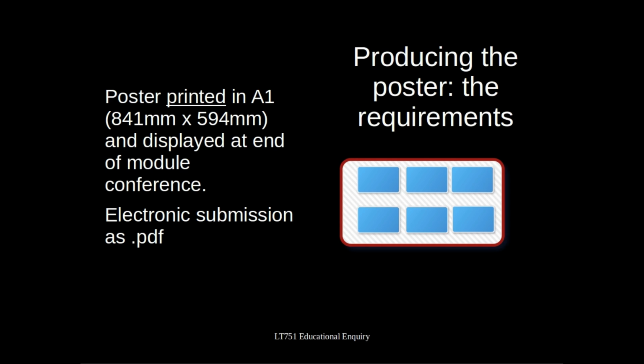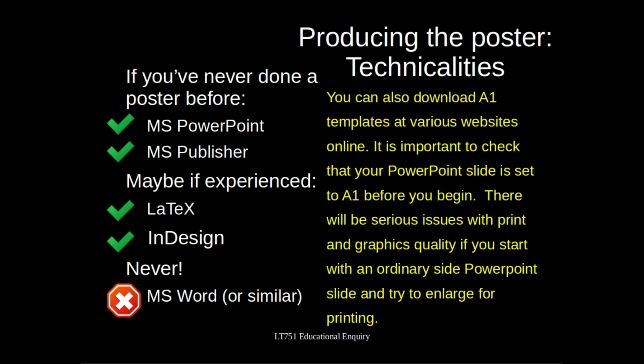The only two technical requirements of the Education Enquiry poster are that the poster should be printed in A1 and displayed at the end of the module session, and that an electronic version must be produced in PDF format. Therefore, how you produce your poster on the computer is up to you, and your poster can be in portrait or landscape format. Details of how to submit these will be made available in a message from the module leader.